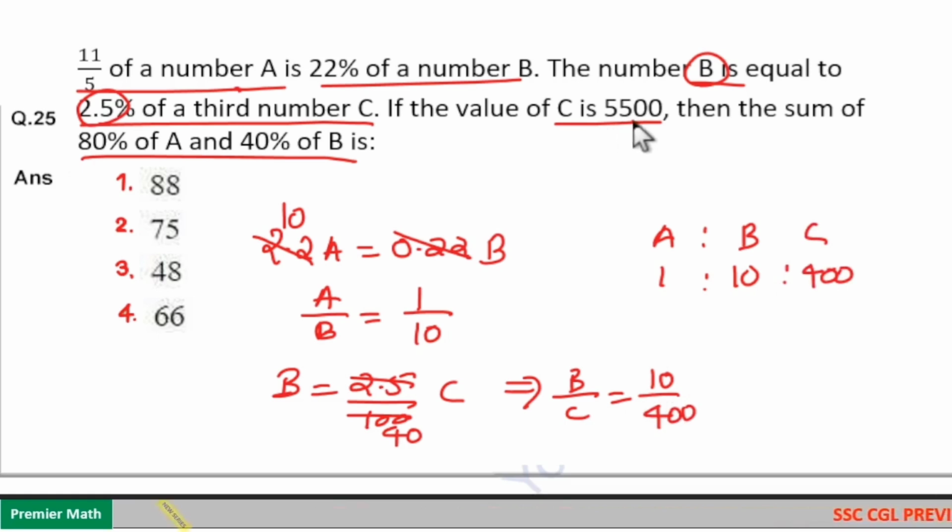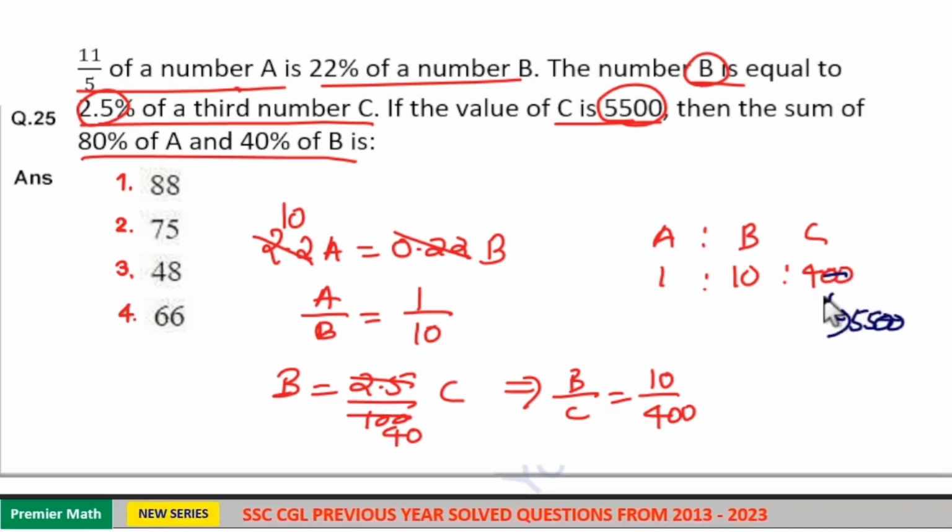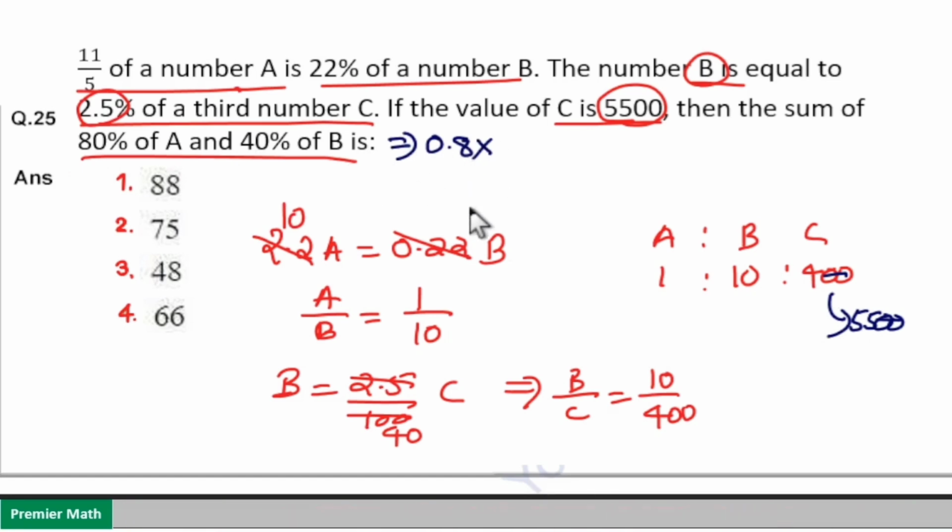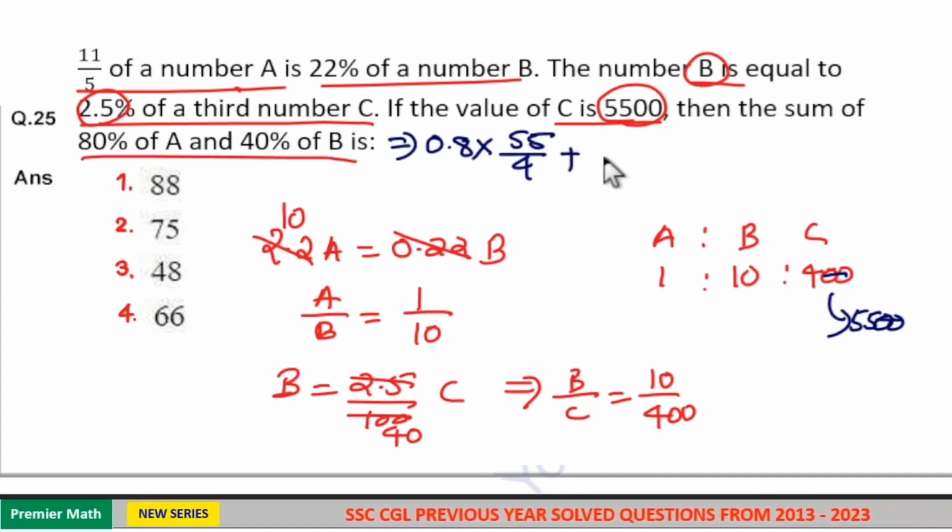But here in the question C is given as 5500, which means this 400 part is equal to 5500. Then 4 part is equal to 55. If 4 part is 55, 1 part is 55 by 4. Then 80% of A means 0.8 into 1 part, A is equal to 1 part, 1 part is 55 by 4, plus 40% of B. 40% is 0.4, B is equal to 10 part.